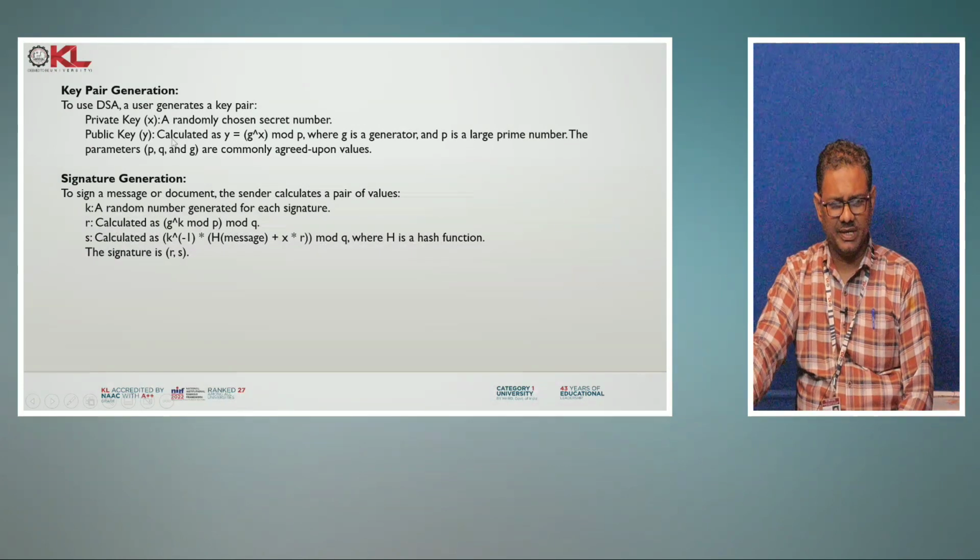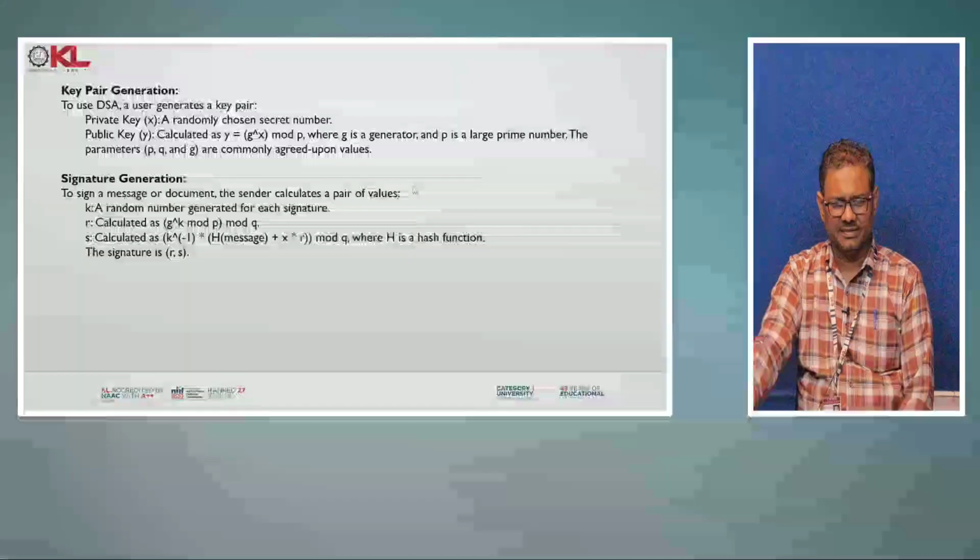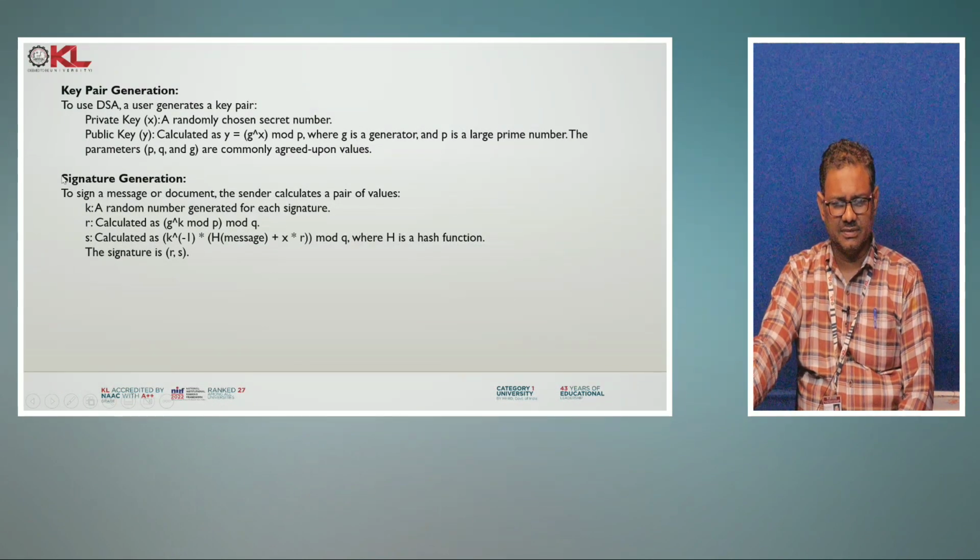Key pair generation. Private key generation: a randomly chosen secret number x. Public key is calculated as y equals g^x mod p, where g is the generator and p is a large prime number. The parameters p and q are commonly agreed upon values. So the public key is known by anyone, but the private key is secret.